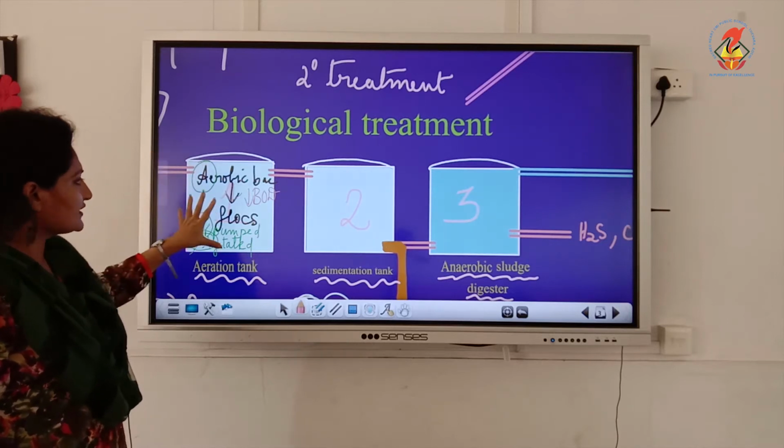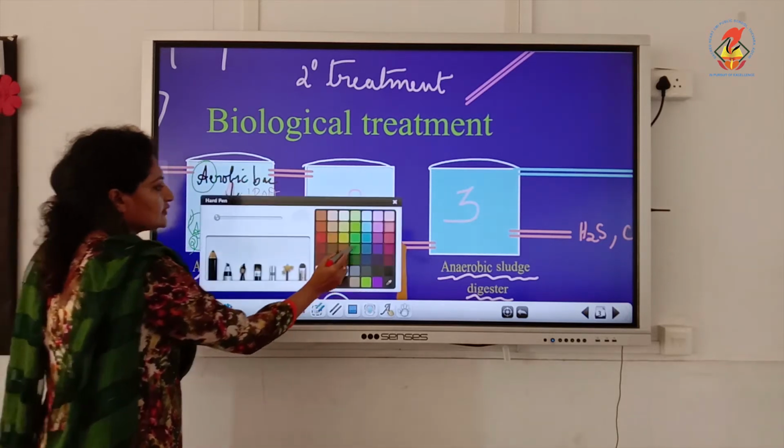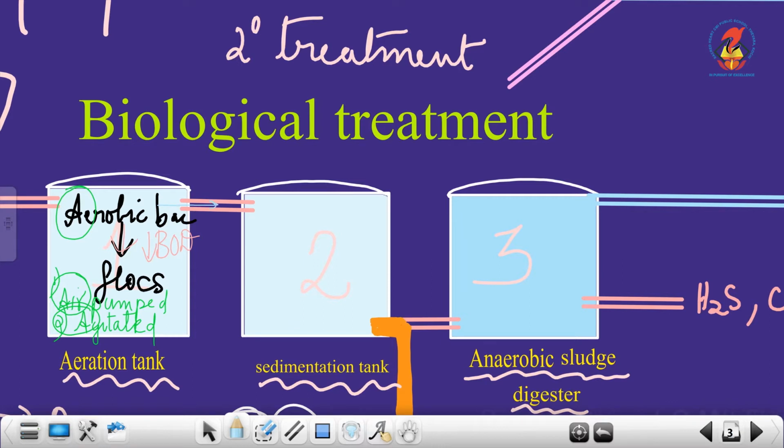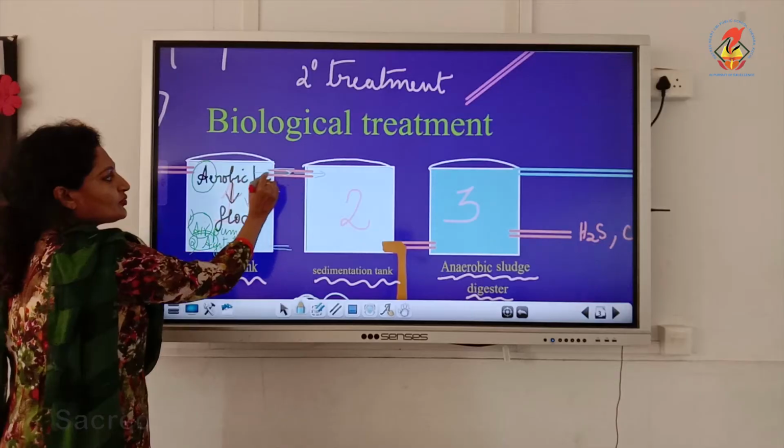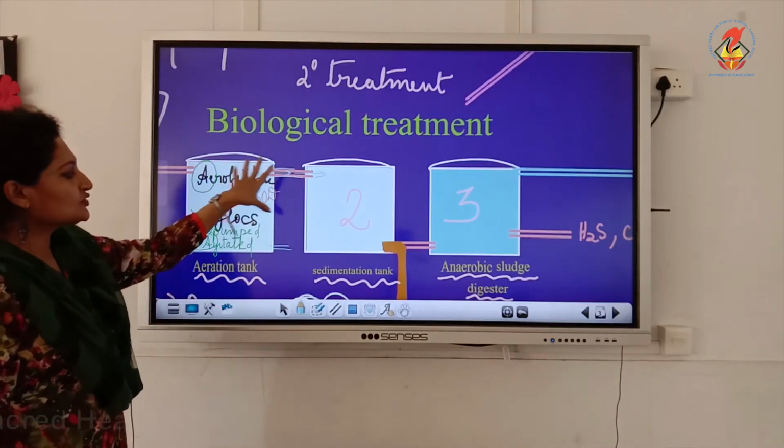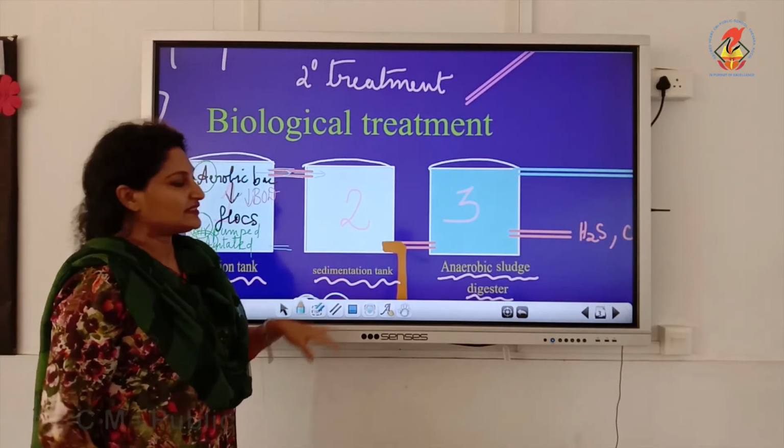So once it is reduced, the water goes to the next tank. Now where did I give the outlet? The outlet is at the effluent. I drew the pipe at the effluent, not at the base. If the pipe is drawn here, it means sludge. The pipe is drawn on top, which means the effluent. Now the effluent is made to pass to the second tank called the sedimentation tank.